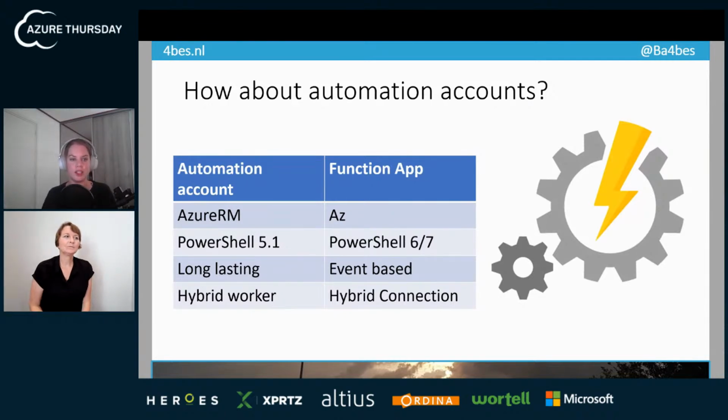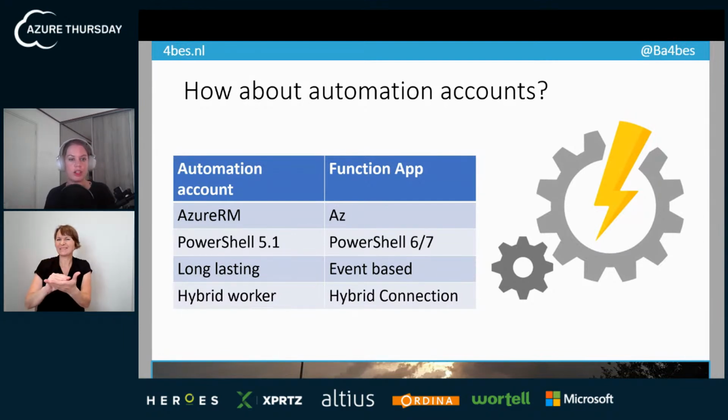One key thing is that an automation account by default runs on Azure RM, while a function app by default runs on the Az module. And you can change that. You can install the Az module on the automation account, but the problem is you cannot uninstall Azure RM. And mostly that goes fine, but it can get a bit buggy if you're running an automation account. So you can install it, but with function apps, it's already the default feature.